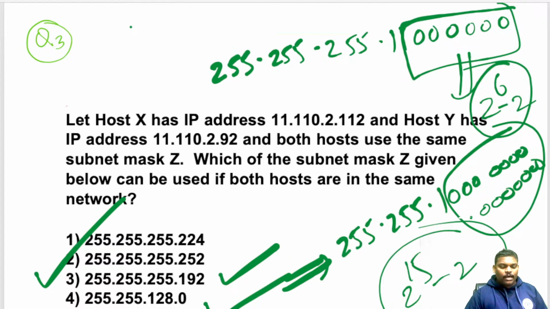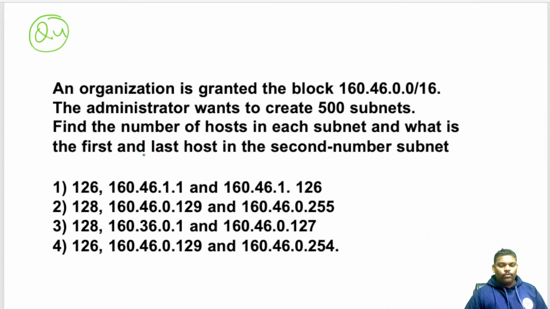Question number 3, answer is 3. Go to question number 4. What is the answer? An organization is granted the block. The administrator wants to create 500 subnets. Find the number of hosts in each subnet. What is the first and last host in the second subnet?